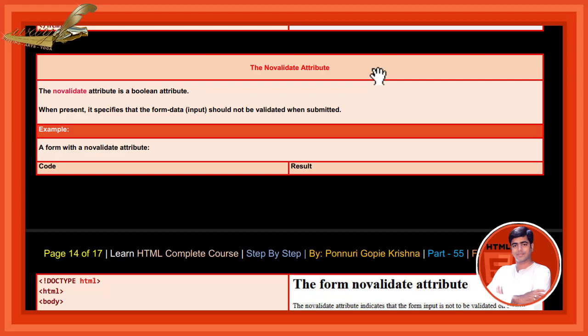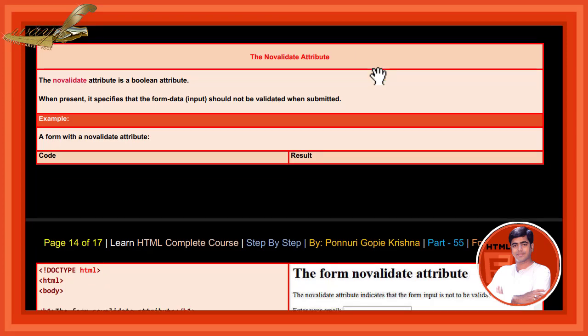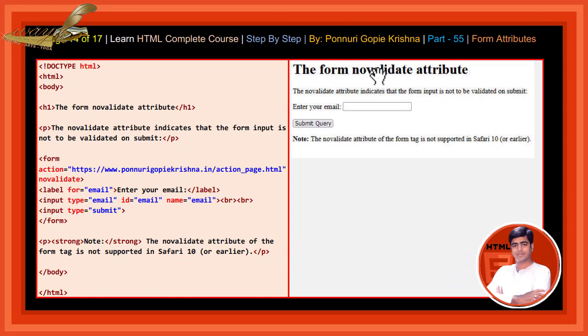The novalidate attribute. The novalidate attribute is a Boolean attribute. When present, it specifies that the form data input should not be validated when submitted. See the example, a form with novalidate attribute. See here, novalidate, action_novalidate.